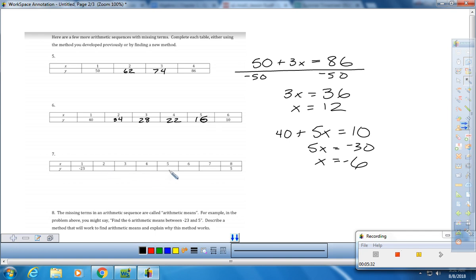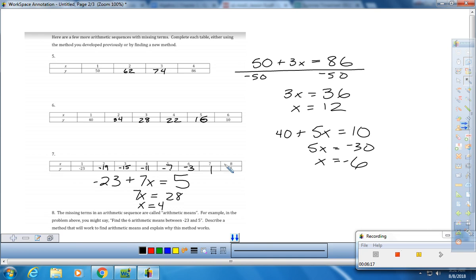1, 2, 3, 4, 5, 6. So there's going to be 7 x's. Got to add 23 to both sides, so that's going to be 28. Negative 23 plus 4 is negative 19, plus 4 is negative 15, negative 11, negative 7. What? How did that just... What's wrong with my brain? So many things. Negative 3, 1, 5.